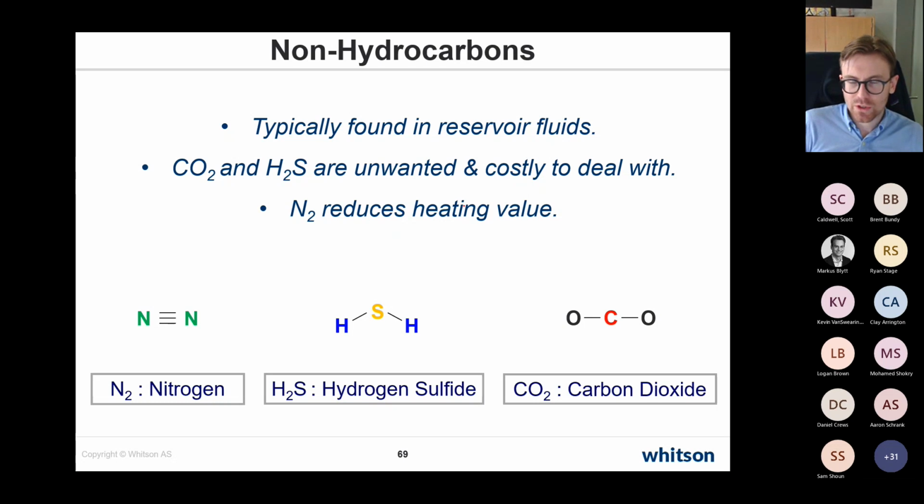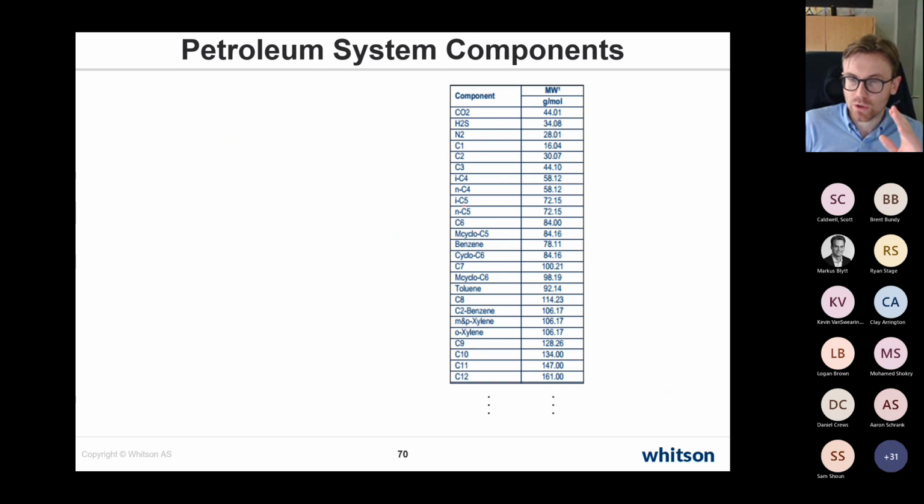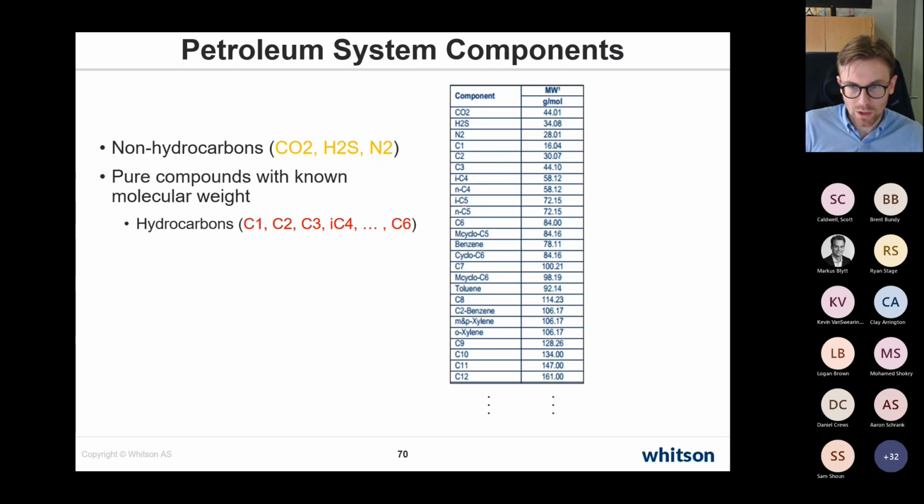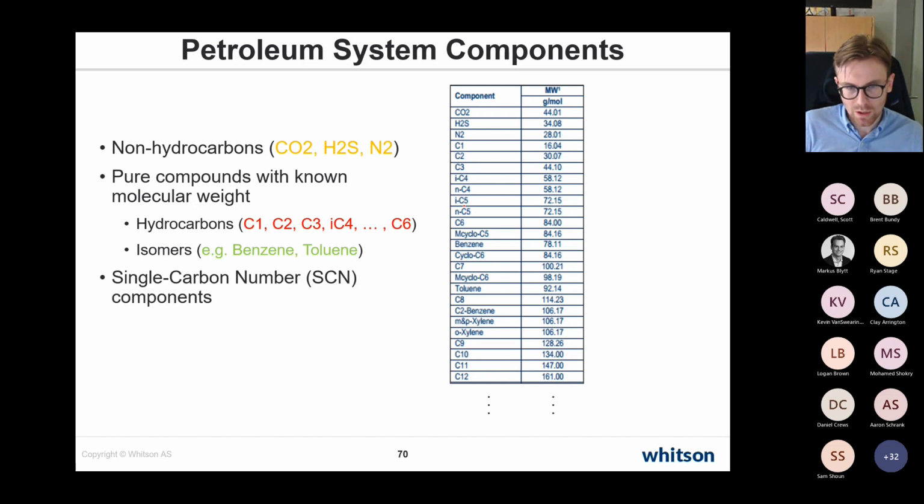So when you go out to measure a composition in the laboratory, you'll have a mixture of these non-hydrocarbon compounds and hydrocarbon compounds, and that will look something like what you see to the right here. You'll see the molecular weight of the individual components, and typically it's the same for most laboratory reports. You have the non-hydrocarbons, then some pure compounds with known molecular weights up to C6, sometimes isomers as well, like benzene and toluene, and then you'll have single carbon number components.